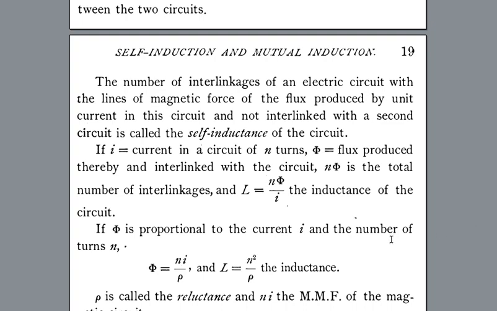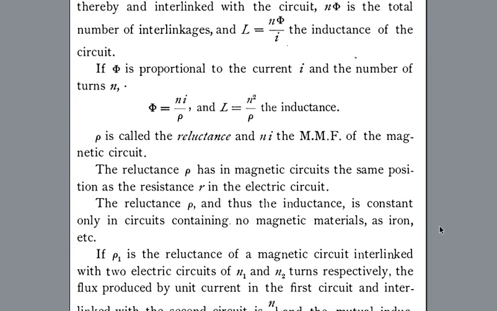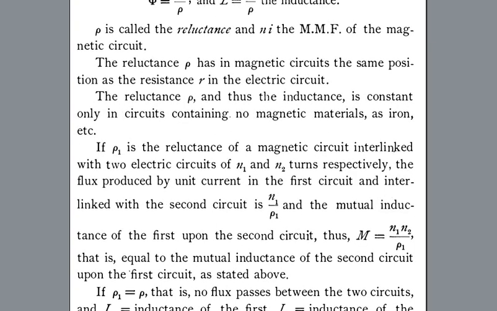If phi is proportional to the current I and the number of turns n, then phi equals n I over rho, and L equals n squared over rho. Rho is called the reluctance, and n I the magnetomotive force of the magnetic circuit. The reluctance rho has in magnetic circuits the same position as the resistance R in the electric circuit. The reluctance rho, and thus the inductance, is constant only in circuits containing no magnetic materials as iron and so on.